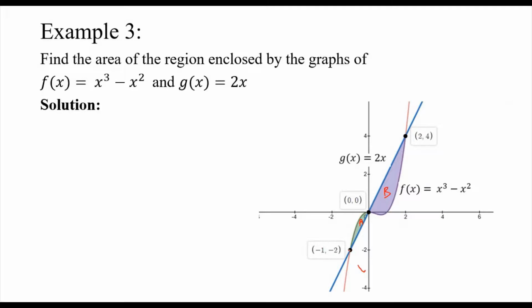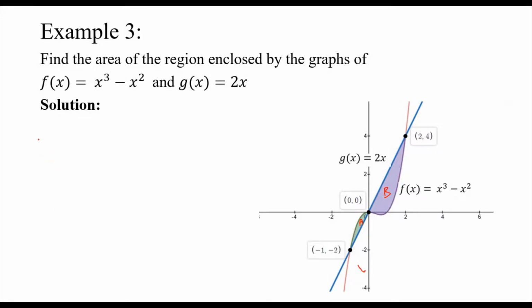So I will need to perform two integrals and then add them together in order to figure out the entire area, meaning I will find the area for this small portion and then find the area for that portion and then add them together. Notice that for the first part, I have the boundaries and I have the upper curve, or the top curve is f of x and the bottom curve is g of x. For the other region, the region B, the top curve is 2x, which is g of x, and the bottom curve is f of x, which is x cubed minus x squared.